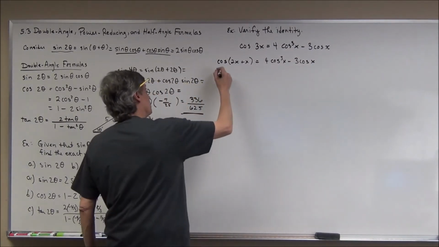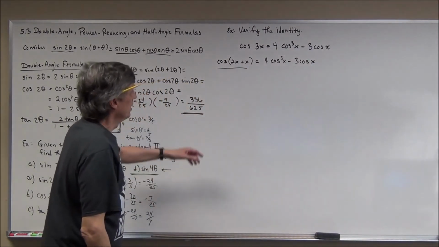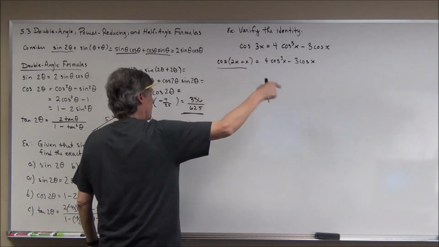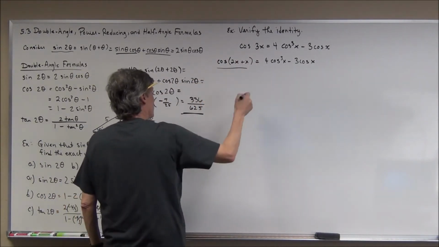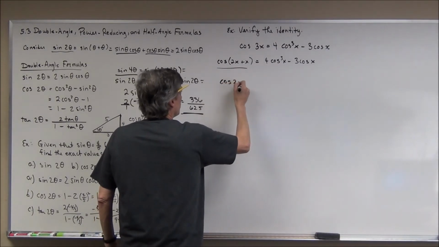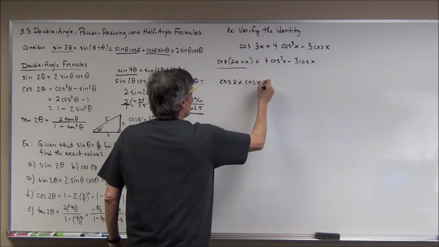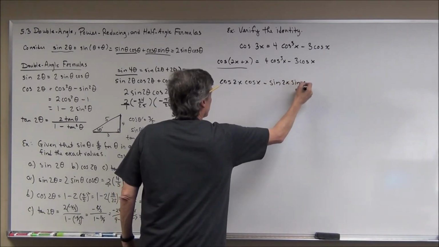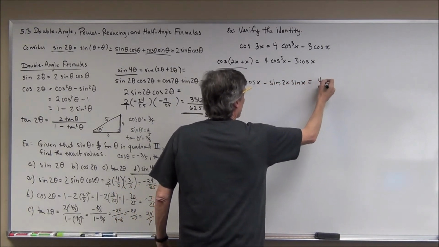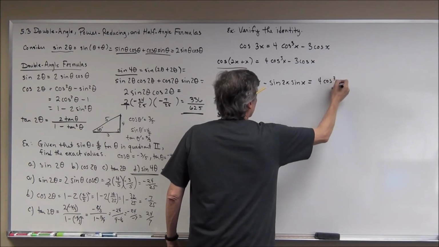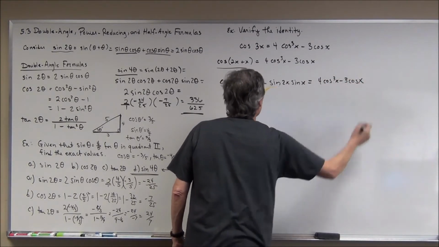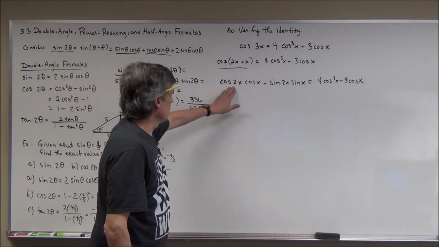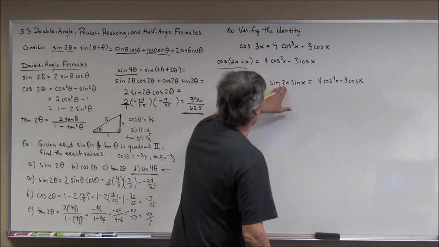Alright, now I'm going to apply the sum formula for the cosine here. Cosine of alpha plus beta is cosine alpha cosine beta minus sine alpha sine beta. So this would be cosine 2x cosine x minus sine 2x sine x. And that's going to equal 4 cosine cubed x minus 3 cosine x. Now I'm thinking I'm going to plug in my double angle formulas here and here.